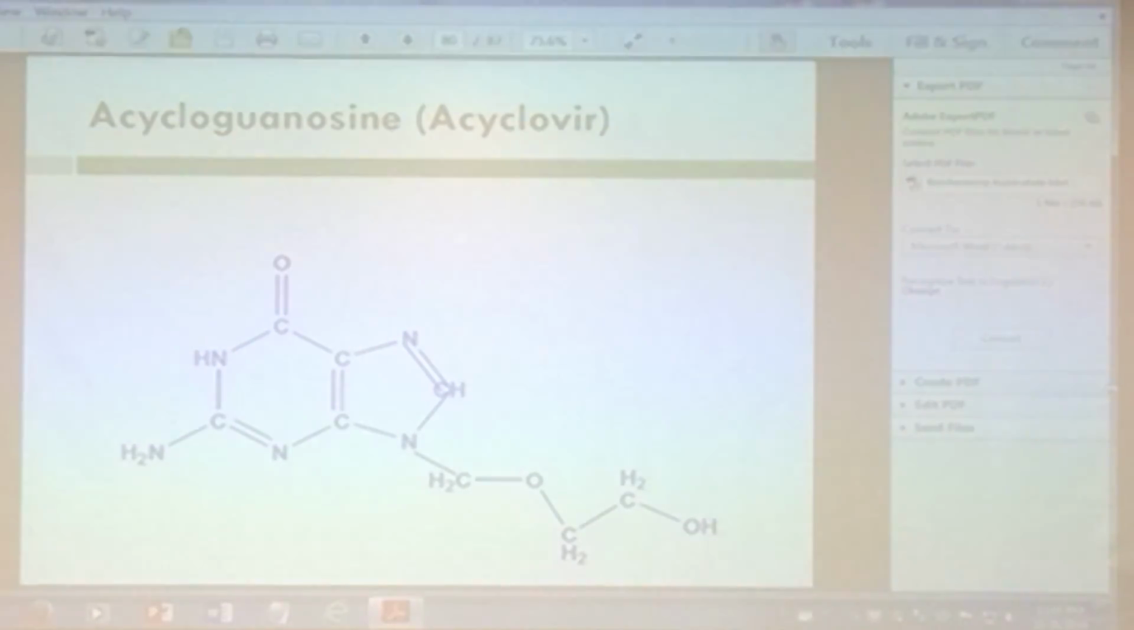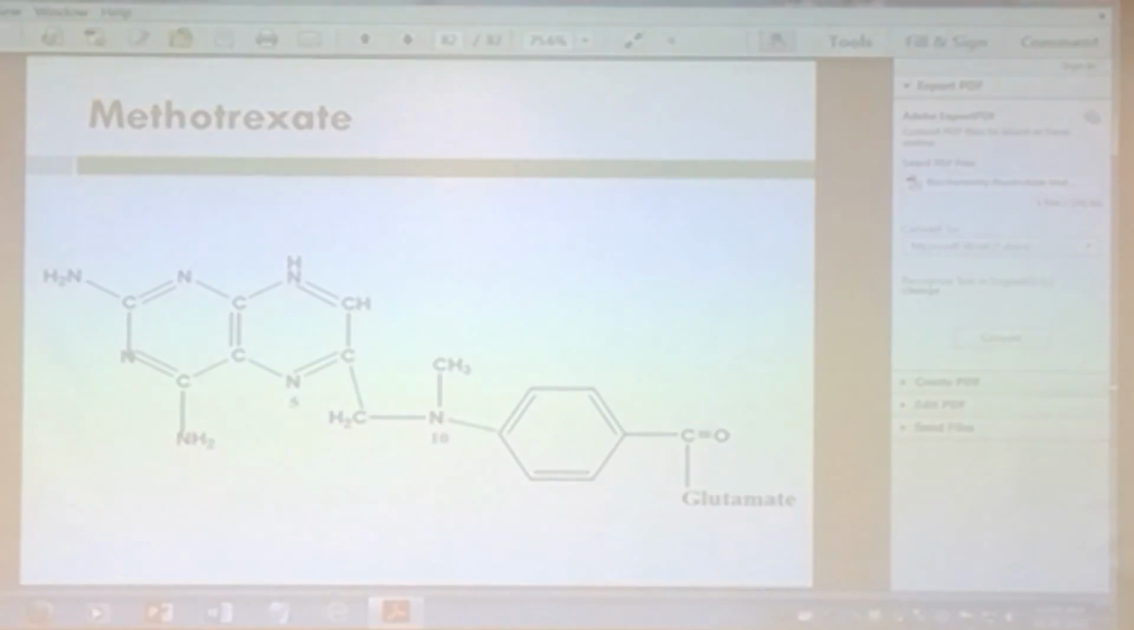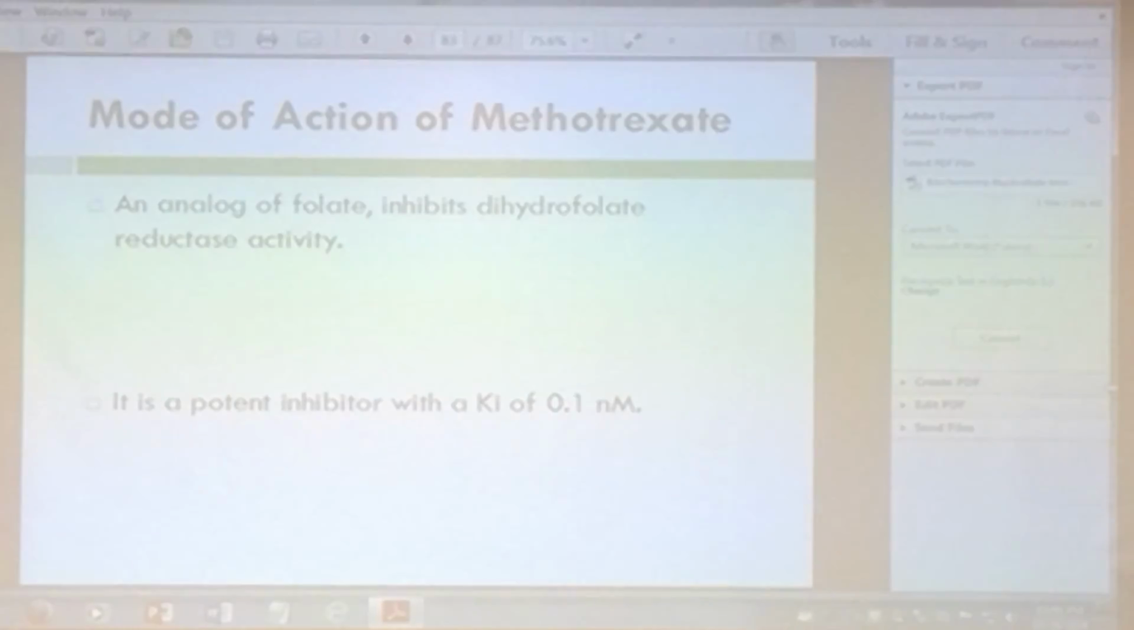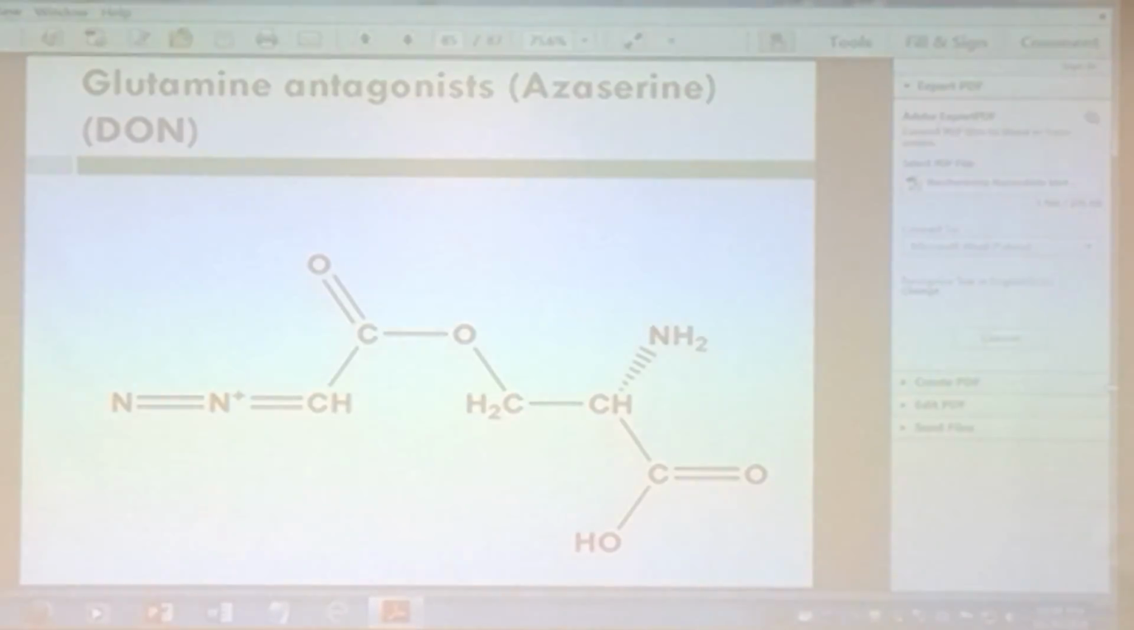Acyclovir, that's another compound that's used for viral control. Methotrexate, that's the inhibitor that's used for inhibiting the dihydrofolate reductase. Methotrexate has a Ki inhibitory constant of 0.1 nanomolar, pretty high binding. Methotrexate basically inhibits the TMP synthesis.